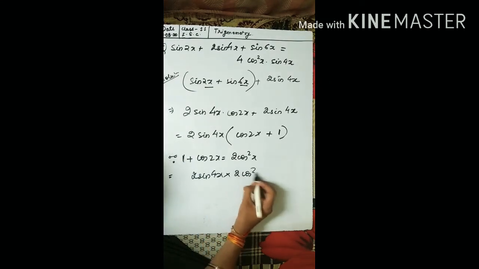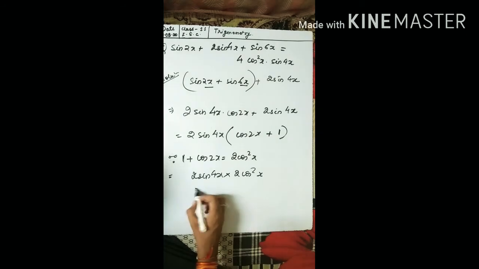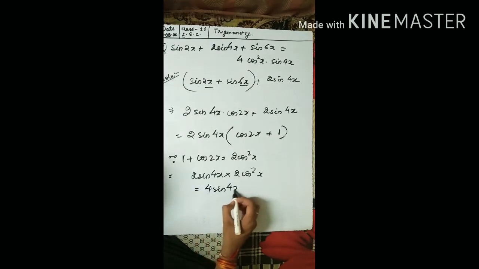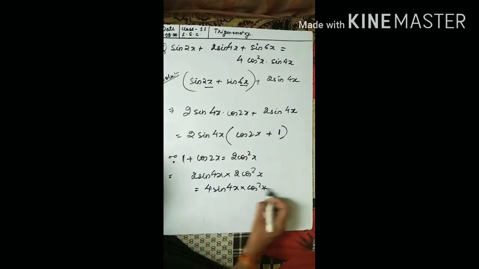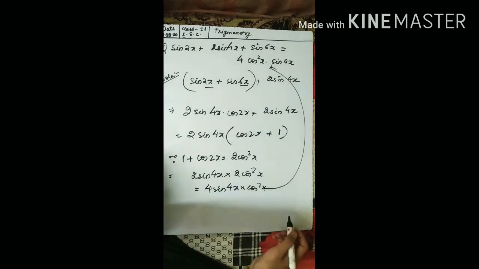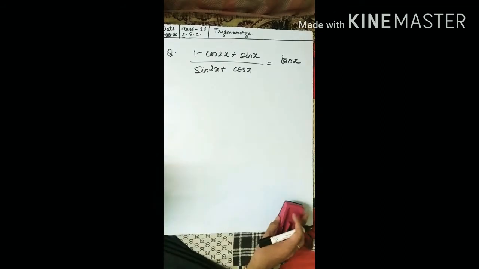2 cos square x. Okay, 2 2s are 4. So 4 sin 4x into cos square x, which is your required proof. Okay, let us take this question.